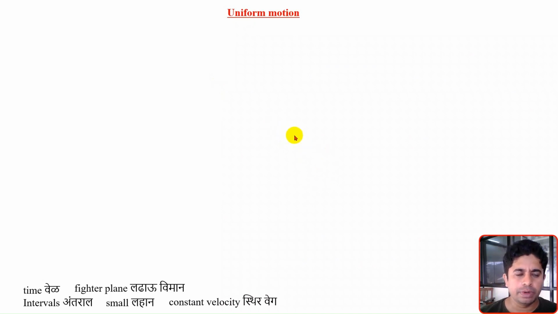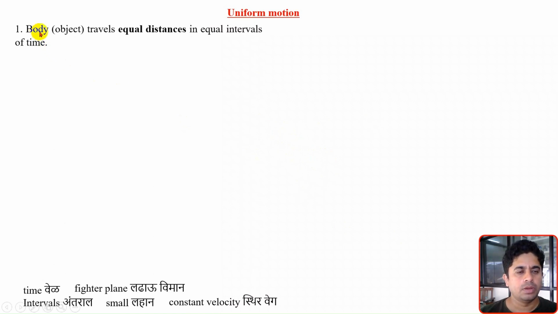Hello everyone. In this video, we will discuss uniform motion. So what is uniform motion? A body or object travels equal distances in equal intervals of time. The particular body or object is covering the same amount of distance, and it is covered in equal intervals of time. The time duration or time interval is the same, and the distance covered is also the same. Then such kind of motion we call uniform motion.